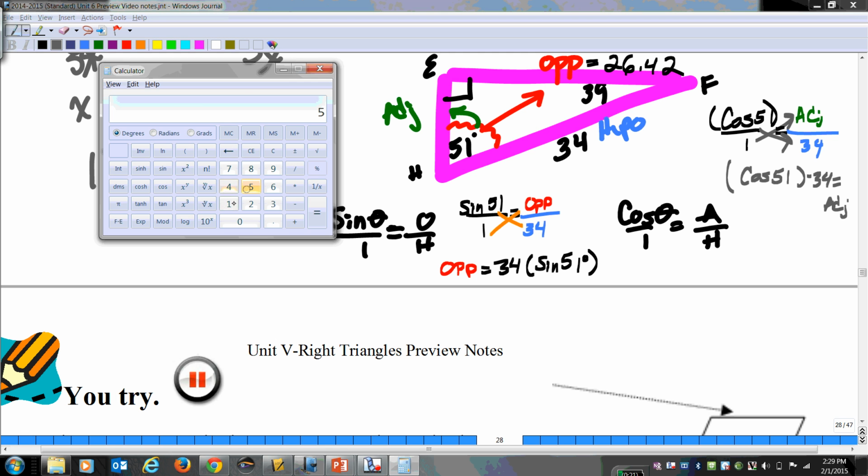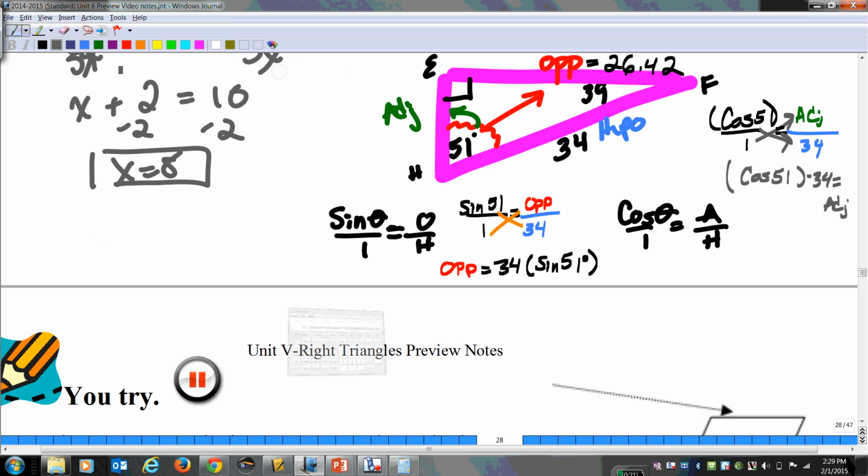So I do 51 cosine times 34, and I get 21.39, except that rounds up, so it's going to be 21.40. So our adjacent is 21.40.